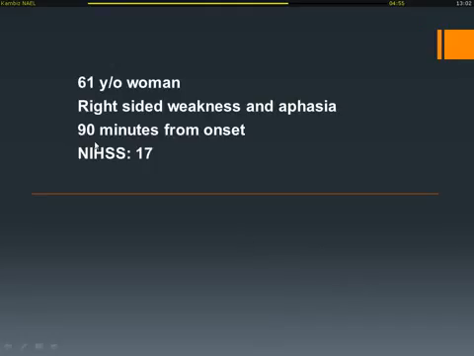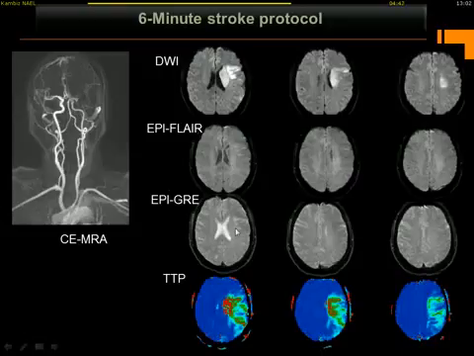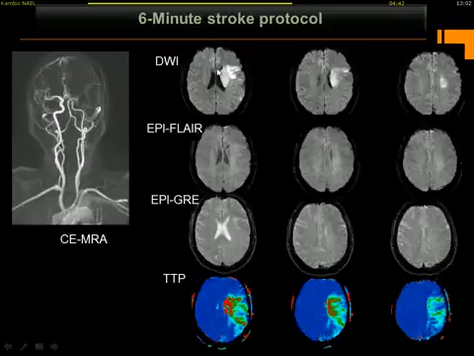So I'm showing you a case. This was a 61-year-old woman who presented with right-sided weakness and aphasia. She was scanned 90 minutes from the onset with an NIH stroke scale of 17. These are the corresponding images from our 6-minute stroke protocol. You can see that there's clearly a left MCA infarction with involvement of the basal ganglia. There is no FLAIR hyperintensity. This was a hyperacute stroke. She was scanned 90 minutes from the onset, no hemorrhage, and a large perfusion deficit if you're looking at TTP maps.